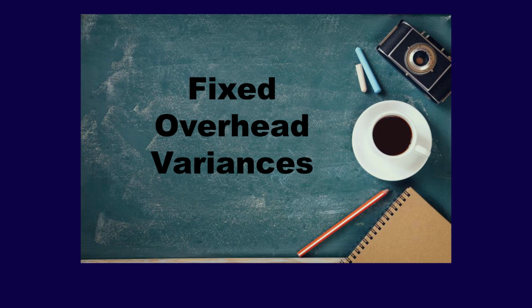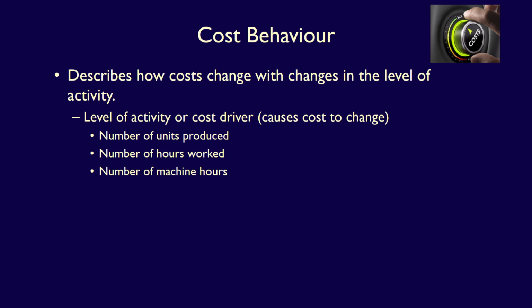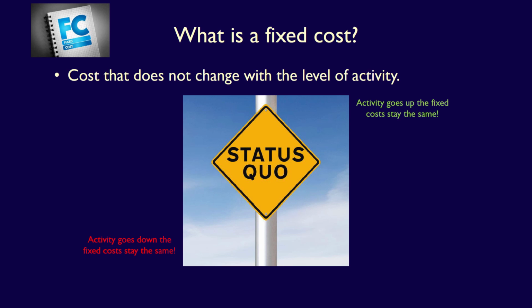We're going to be addressing fixed manufacturing overhead variances. Recall that cost behavior describes how costs change with changes in the level of activity. The level of activity, also known as the cost driver or activity base, is what causes a cost to change. Cost drivers may be any number of things, such as units produced, direct labor hours, or machine hours, to name just a few.